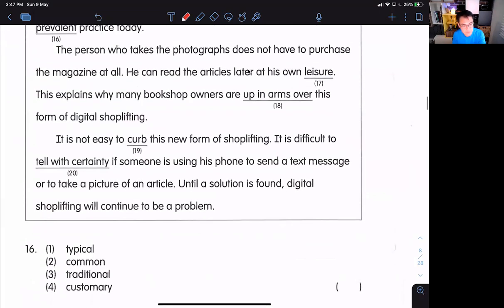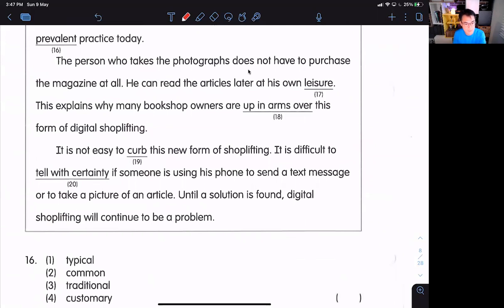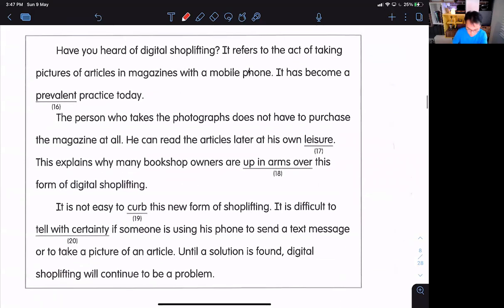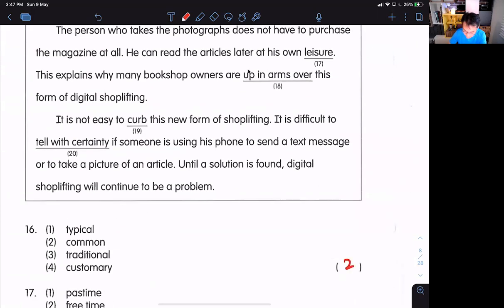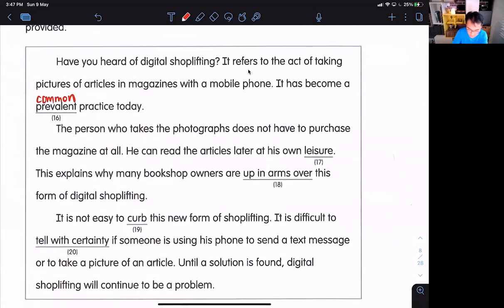So prevalent practice, that means we can see it happening all over the place. A lot of people are doing it. So it has become a very common practice, right? It has become a common practice in the world today. So I'm going to write the word common there. And then I read the sentence. It has become common practice today. It makes sense. It carries the meaning that I believe the passage is trying to convey, right?